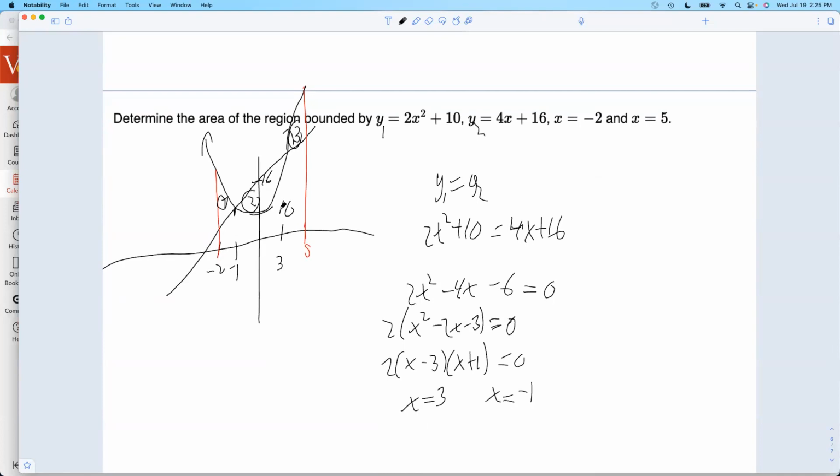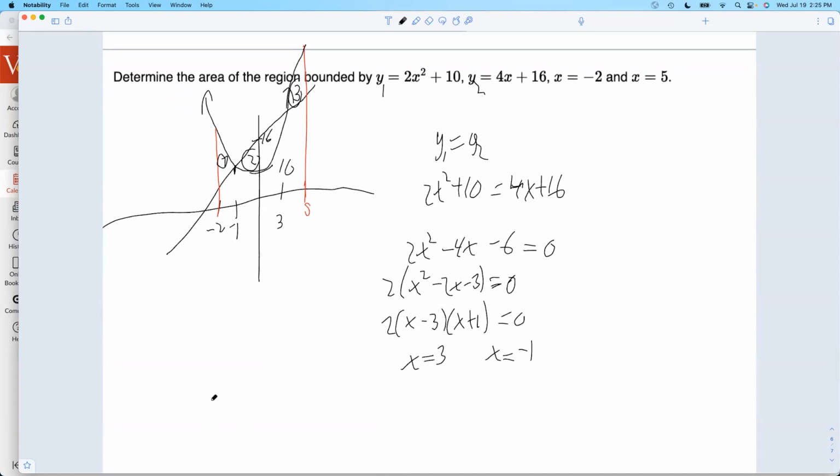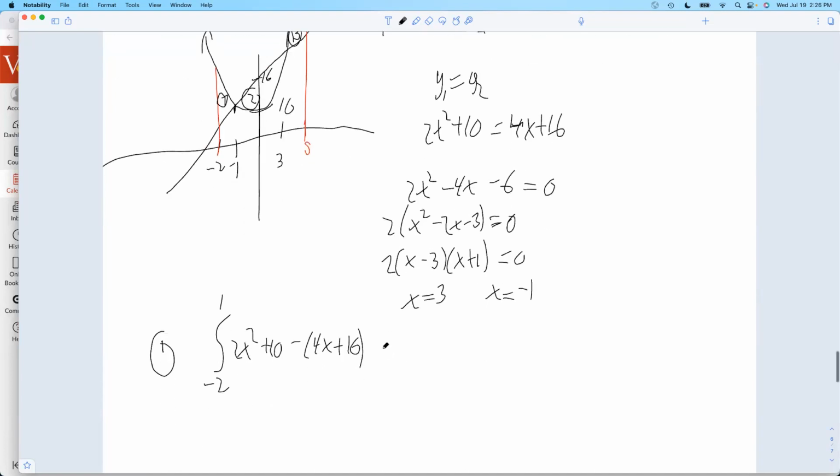You're going to have a question just like this on test 4. This morning you had it. All right, so I want the integral. Let's call it number 1. That's the integral from -2 to 1. Remember, your limits are always your x values, your domain here, of top minus bottom, quadratic minus line. And don't forget your parentheses here. And don't forget your dx.